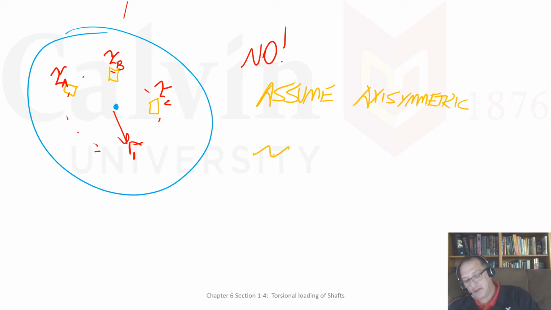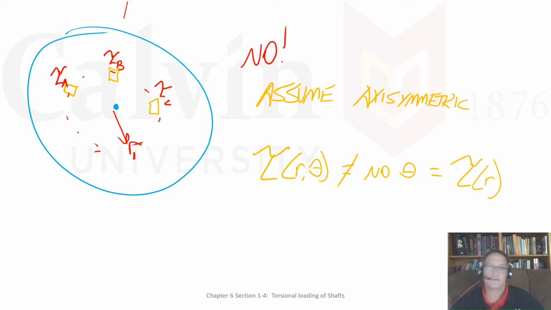So we were working on shear as a function of R and theta. And now we've said, nope, no theta. And so it's just equal to a function of R. And if we get that, then we can integrate.